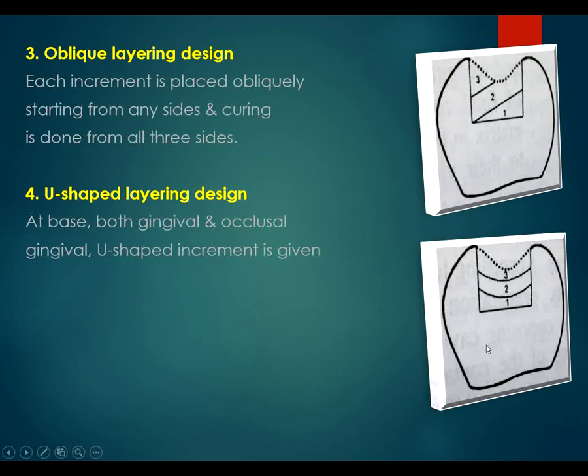Next design is U-shaped layering design. At base, both gingival and occlusal gingival U-shaped increment is given, as you can see in the picture on bottom right side.